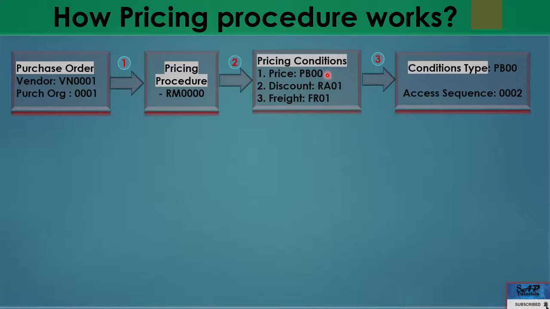Then from this condition, the system will identify the access sequence. Again, note that the access sequence is only relevant when you want to give some predefined conditions. For example, if a certain vendor and material combination is there, then there will be some sort of tax, 1% tax or 2% discount, or maybe 3% freight, anything like that.